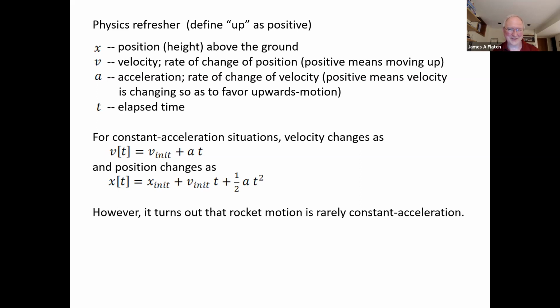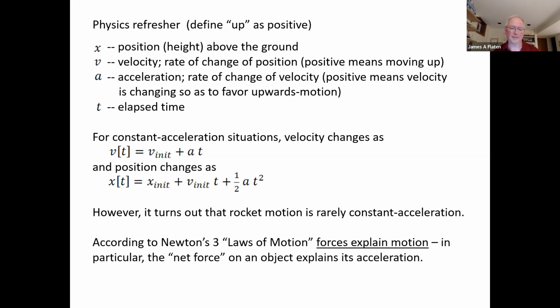However, it turns out that rocket motion rarely has constant acceleration. So these particular equations have limited utility unless you use them for very small amounts of time over which perhaps the acceleration is constant, and then you redo the calculation over and over again, perhaps using a computer. You can make some progress though. So let's think about Newton's laws of motion, which say that forces explain motion. And if we can understand the forces, perhaps we can figure out what the motion is going to be.